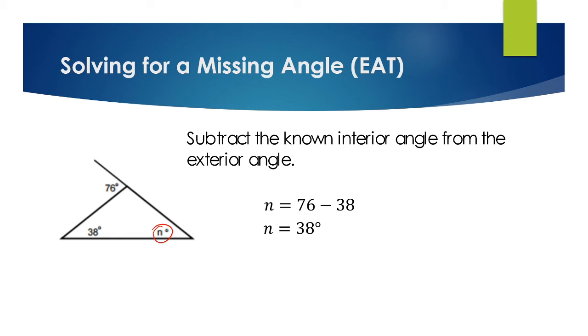Just so that's clear how that's working, n plus 38 is equal to 76. Now think of your basic algebra. To get n by itself, you would subtract 38 from both sides. n equals 76 minus 38. And you can just write it like this. And you'll get the answer 38 degrees in this case.